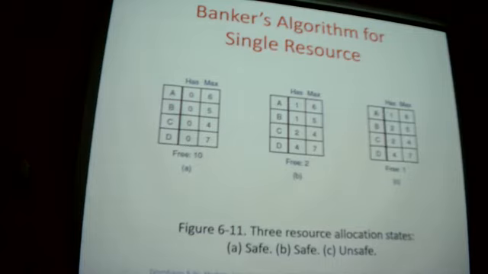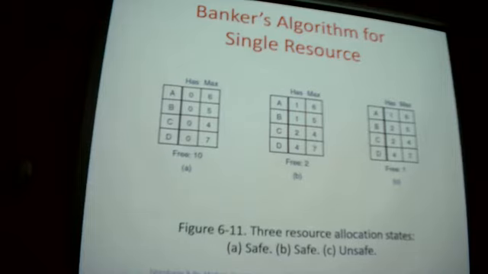Customer A requires new 5. Requires 3, okay. Requires new 2 and requires new 5. But there is only 1. So now, no customers will get the money it wants. This is unsafe. Return back.